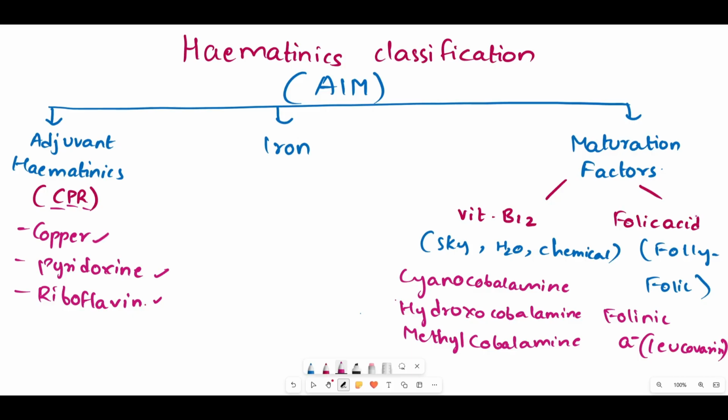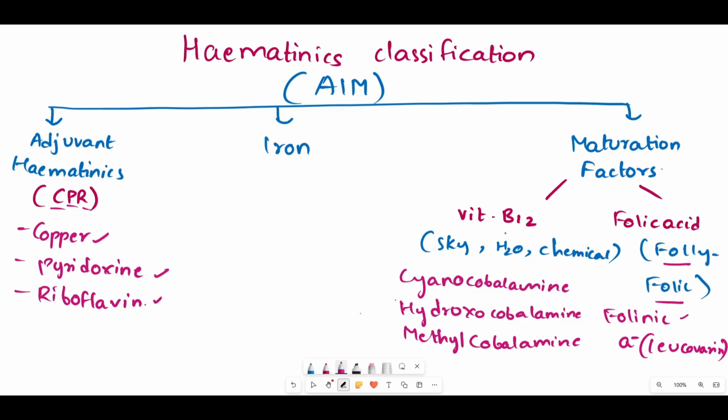To remember the hematinics classification, remember it as AIM, where A means it is adjuvant hematinics. So here remember it as CPR, where C means it is copper, P means it is pyridoxine, R means it is riboflavin. Coming to the second one, iron, which we'll be discussing later. M means it is maturation factors. So these are again of two, one related to the vitamin B12, one related to the folic acid. So folic acid means remember it as polyfolic. So there will be only one drug, folic acid, that you can also call this as leucovorin.